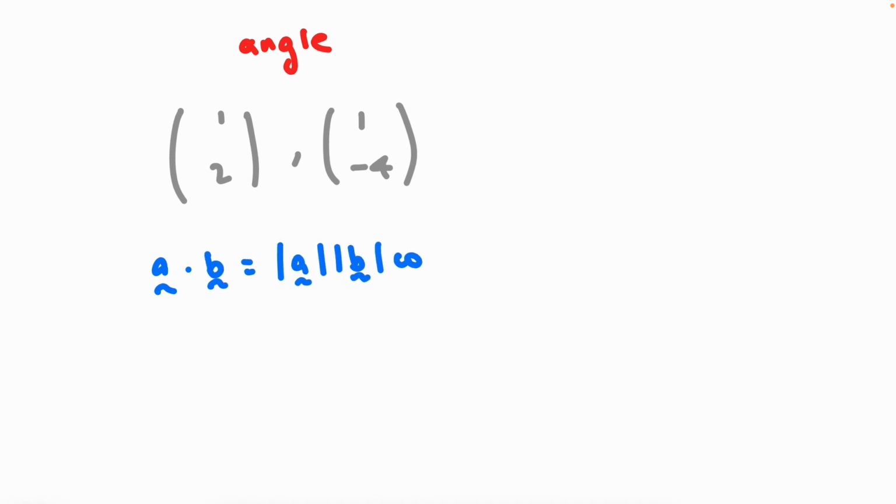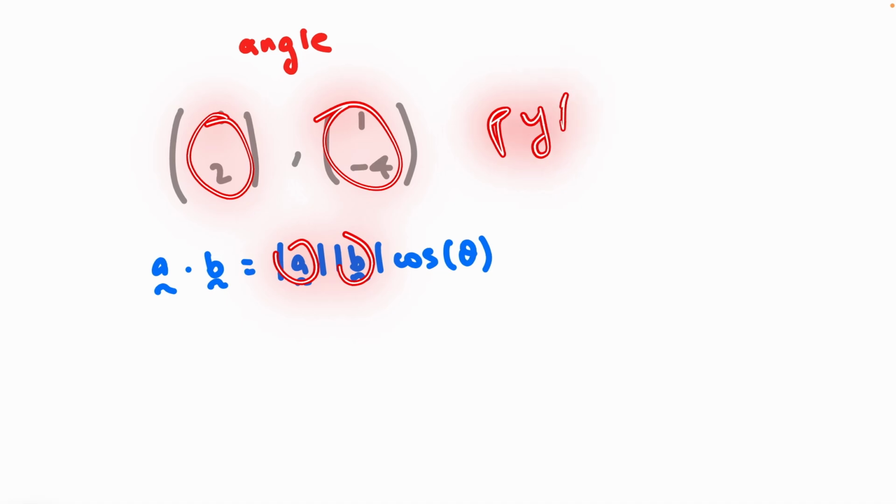Okay, here's our next question. We are required to work out the angle between these two vectors here. Again, we know the formula from last time that I taught you: two vectors dot producted together is simply equal to the magnitude of both these vectors times the angle in between. We can easily work out the magnitude of these two vectors by simply employing Pythagoras. But how do we work out the angle?